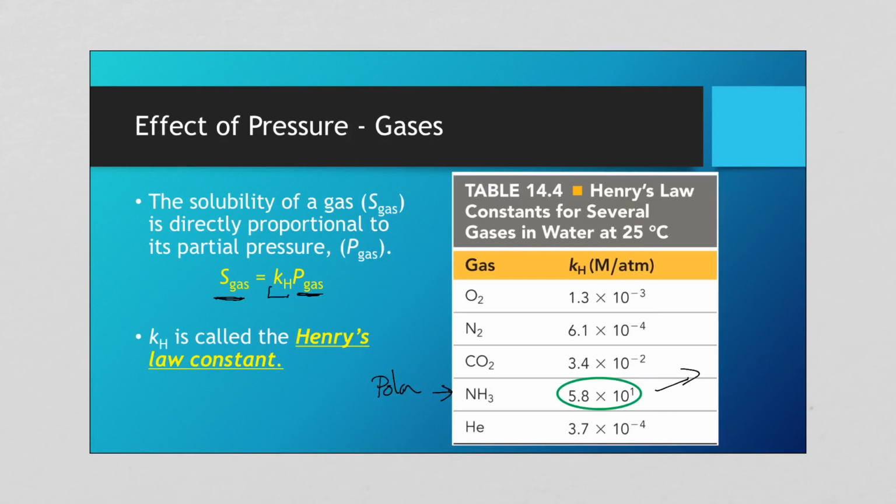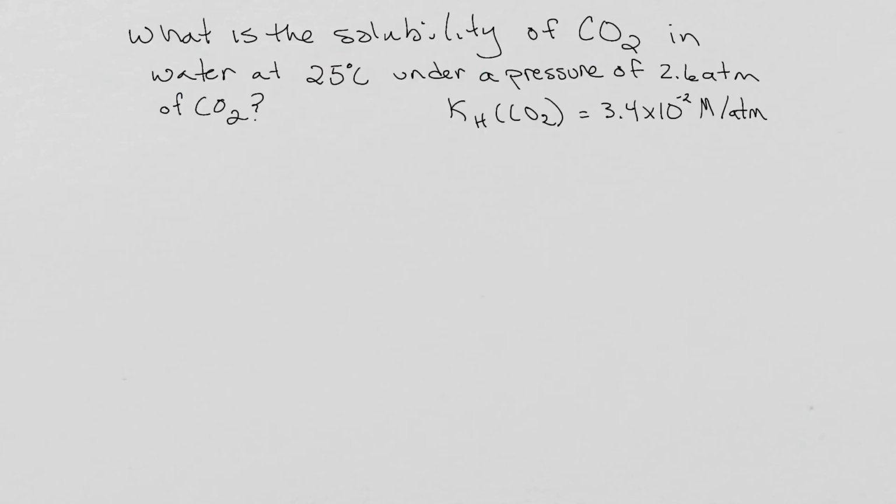Okay, so we're going to close this section by doing an example problem. So let's take this problem here. What is the solubility of carbon dioxide in water at 25 degrees under a pressure of 2.6 atmospheres of carbon dioxide? So this would be the scenario where, let's say I package a carbonated beverage under 2.6 atmospheres of carbon dioxide pressure. How soluble will the CO2 be, or how much CO2 will I put into solution?